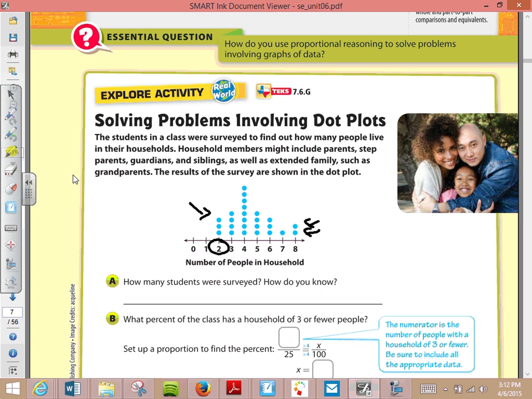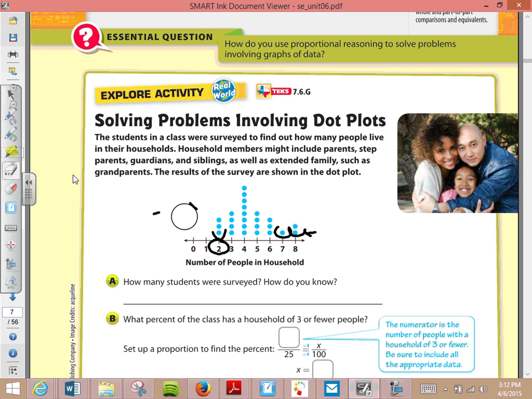This means 3 people right here that were surveyed said I have 2 people in my household. Two people here said I have 8 people in my household. One person said I have 7 people in my household. These over here are the people surveyed on top. That's what the dots mean. How many people were surveyed? For every person that you surveyed, they put a point on it. That's what it means. All right.